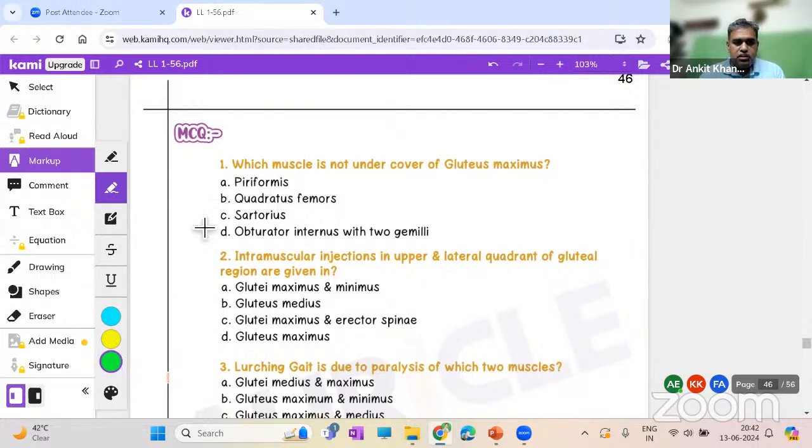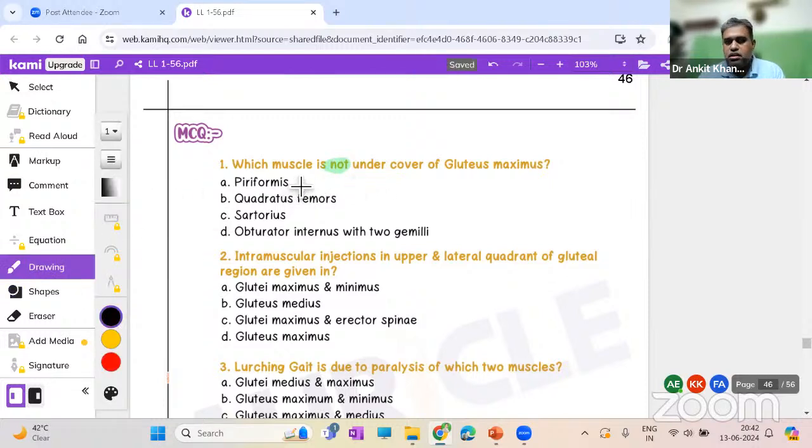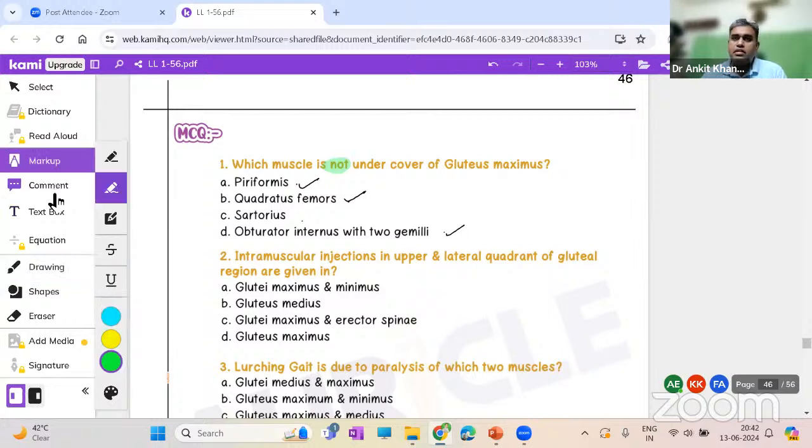Okay, here goes the first one: which muscle is not under cover of gluteus maximus? Yeah, try to think about the answer. Piriformis, was it under cover? Quadratus femoris, sartorius, and obturator internus with two gemelli. I guess all these muscles you have already discussed. These are the 7 muscles. Which is not? Sartorius, it is present anteriorly. That will be the answer.